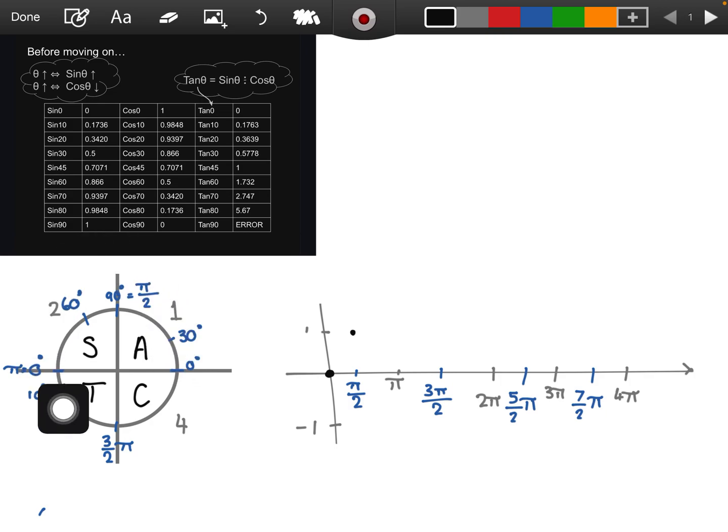Then, if we start to look at moving into my second quadrant, it's going to gradually go back down. Now, these answers are still going to be positive because sine is positive in the second quadrant, but it's going to move back down towards 0, again in kind of a curve way.